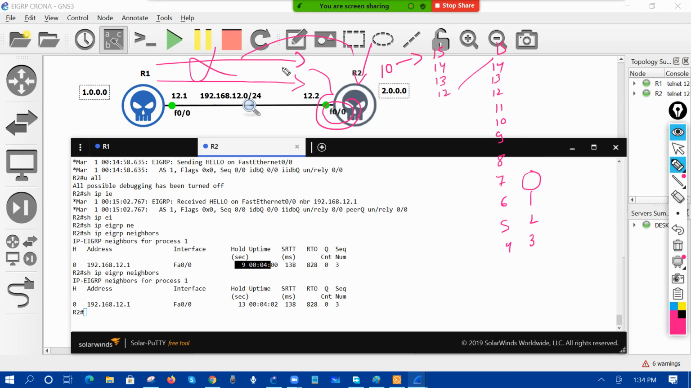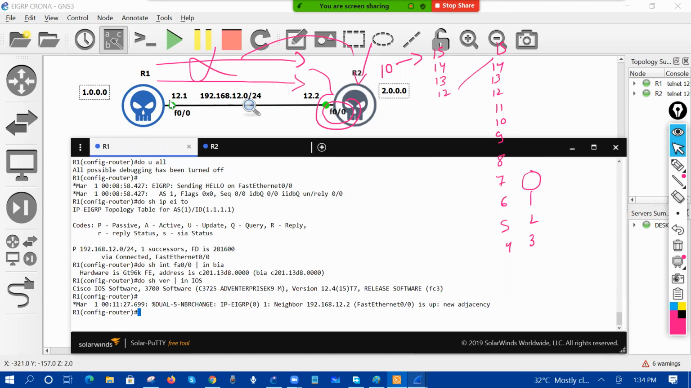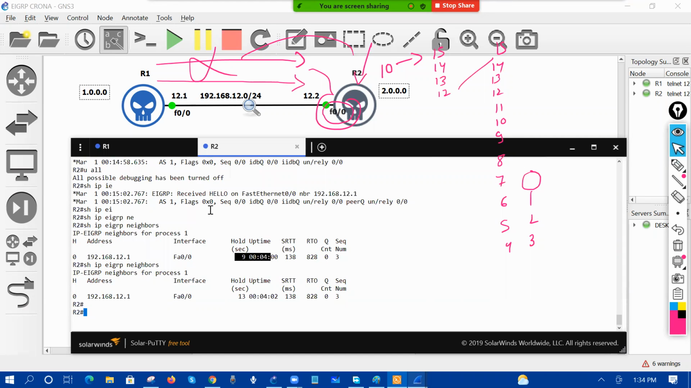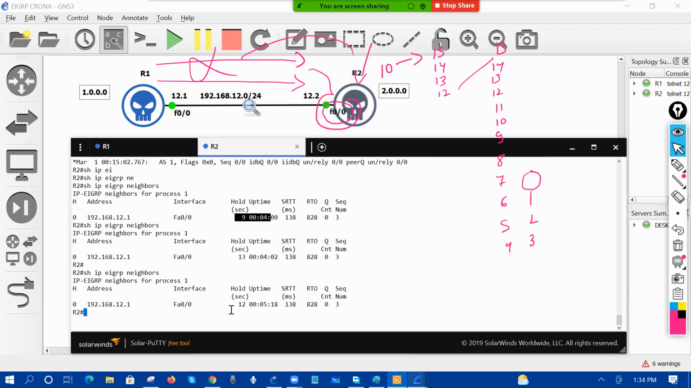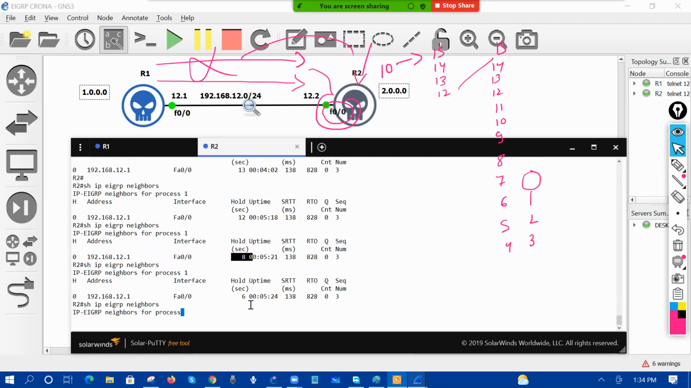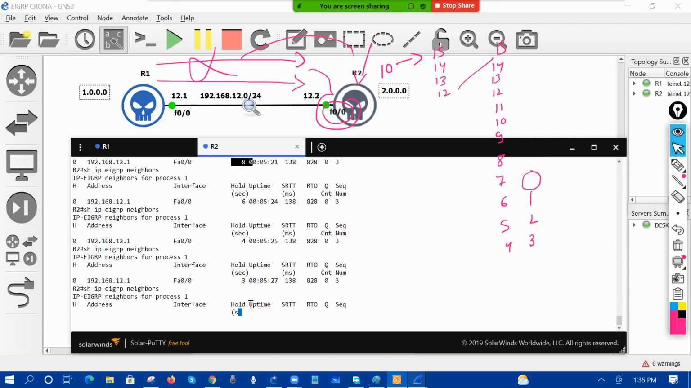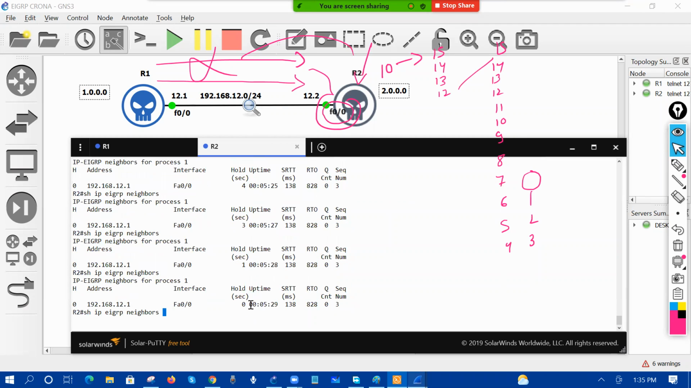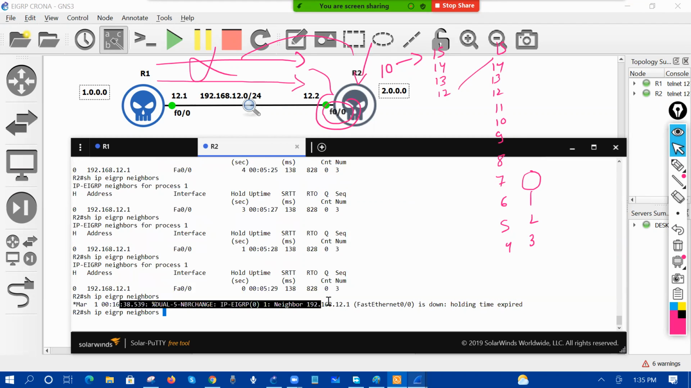So the hello packet is like a keepalive. They keep informing the neighbor, hey, I'm still up, I'm still up. If you're not sending me, I will declare you dead. Now I'm going to shut down this interface so that it will not send any hello packet to router 2. Go on R2, show ip eigrp neighbor. What's the timer? 12. Still I have a neighborship. 8, 6, 4, 3, I'm just waiting. 0. And now you see, the neighborship is down.